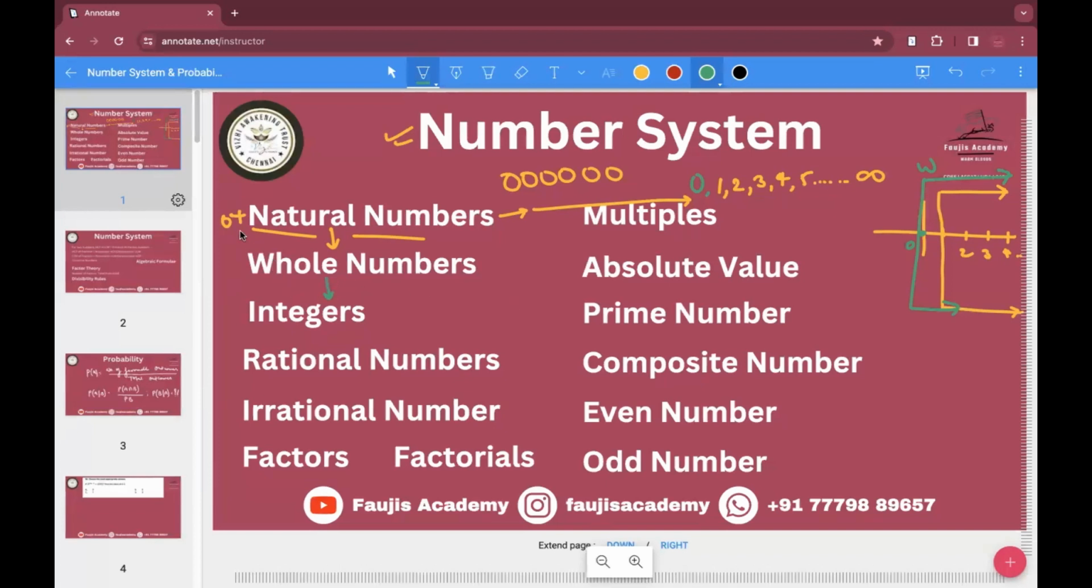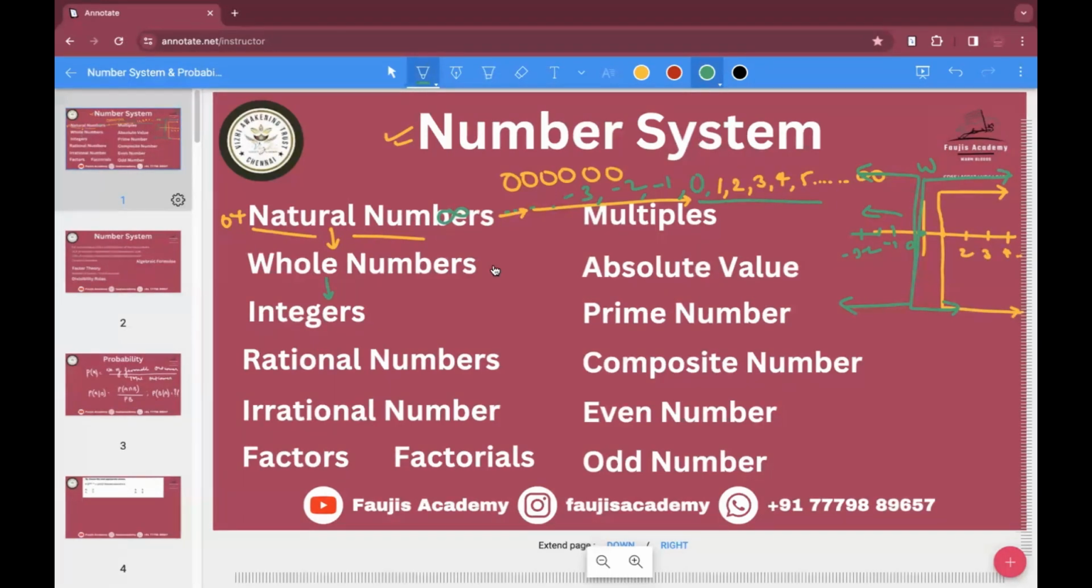And now integers. We must have closely observed that we are starting from 0 to 1, 2, 3, 4, 5. But this is only the right hand side of the number line. How about the left hand side? The integers extend on both sides, to the right and to the left, up till infinity. So these numbers are called your integers. Right, guys? So far with me? Both the green arrows taken together are your integers.